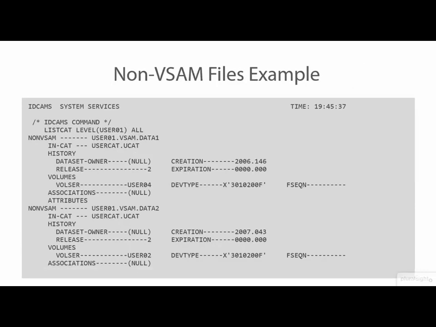In the case of a non-VSAM file, when we list the catalog, in this case we are listing the level, you'll notice that we have these non-VSAM entries that indicate the data set names, and then of course the volume serial number and the device types, just as we had seen earlier.